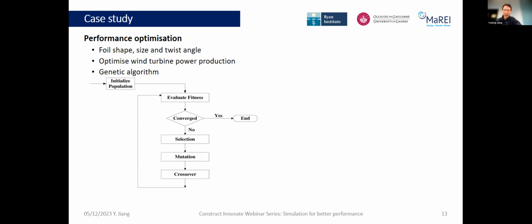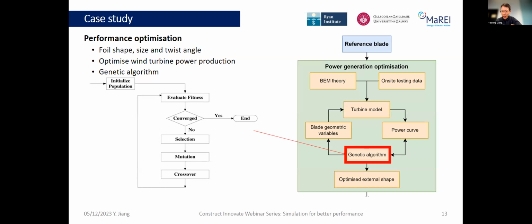Initially, it generates a set of input variables randomly. By variables I mean the foil shape, size, and twist, and these define the blade's external geometry. That is the input parameter here. Then, when you have the input parameters of the blade, you can generate the turbine model based on the BEM theory. This theory was validated by testing data, so we have confidence in it.